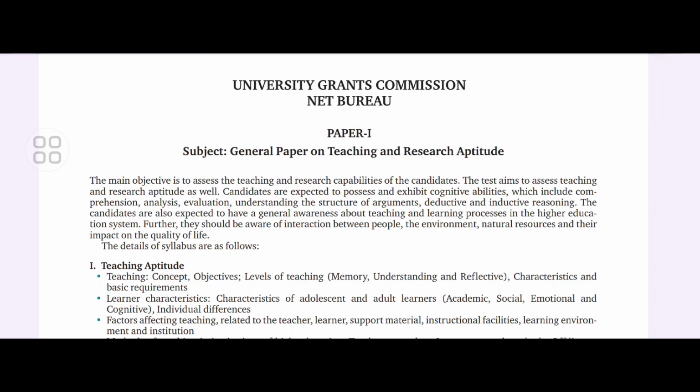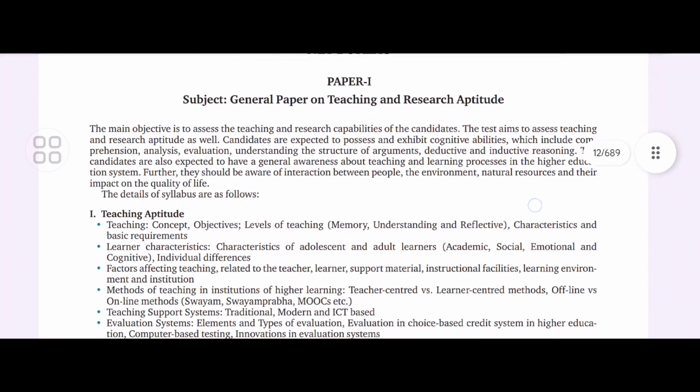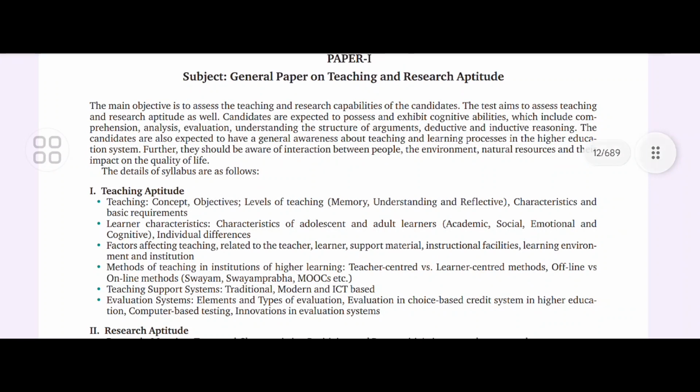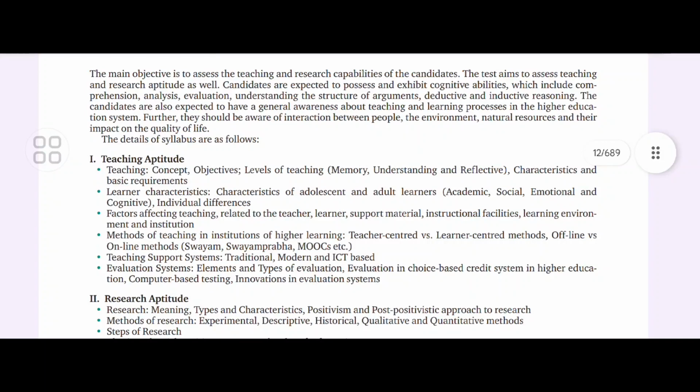Candidates are expected to possess and exhibit cognitive ability, which includes comprehension, analysis, evaluation, understanding the structure of argument, deductive and inductive reasoning, and the candidates are also expected to have a general awareness about the teaching and learning process in the higher education system. Further, they should be aware of the interaction between people, environment, natural resources, and their impact on quality of life. So now, what is the detailed syllabus?